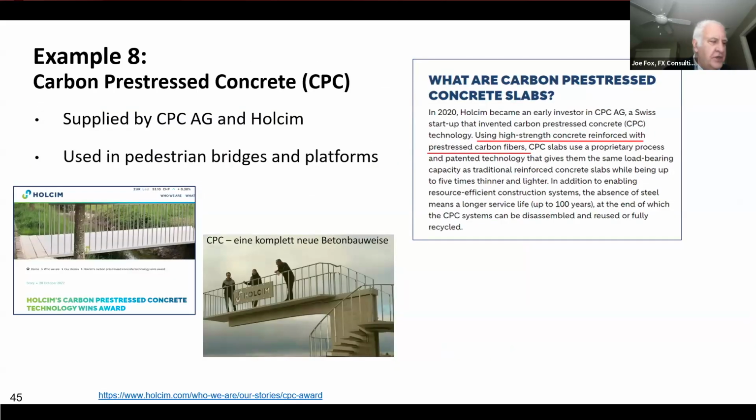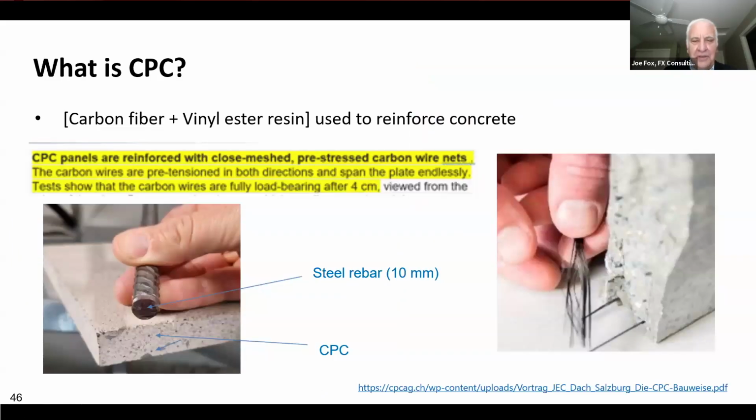Example number 8, let's change gears and talk about carbon pre-stressed concrete, or CPC. This is supplied by a startup company in Switzerland called CPC AG and Holcim, a concrete supplier. They've invested in CPC, and they've won numerous awards. This carbon pre-stressed concrete is used in things like pedestrian bridges and these platforms. So what exactly is CPC? It's not the easiest thing to find data for, but here are some things that I have found.